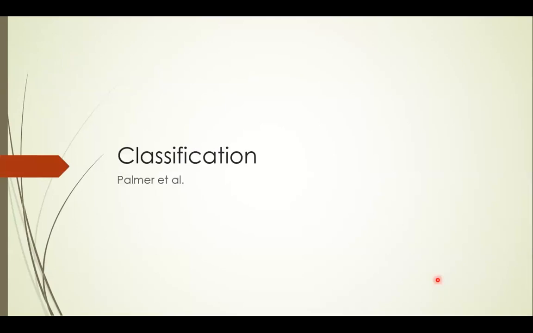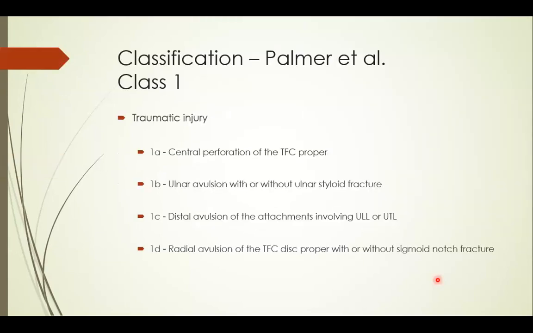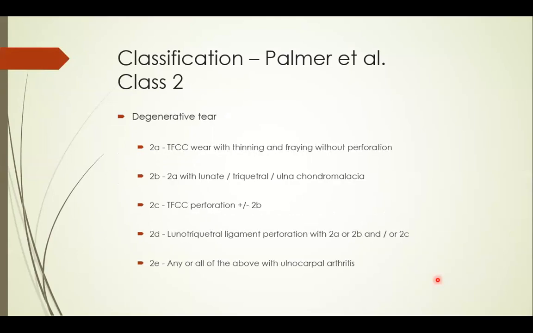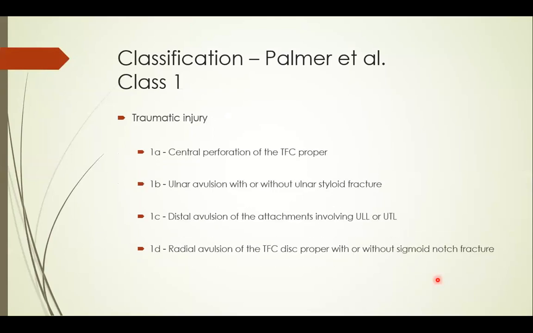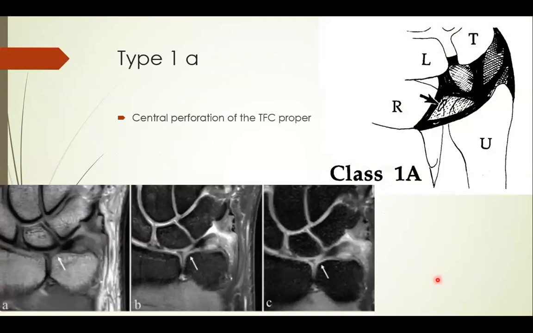Coming to classification, it was proposed by Dr. Palmer et al. And it was classified in two major groups, traumatic and degenerative. Now, reading this from this list will be slightly difficult, so let's go over each and every one of them with figures. Type 1A will be a central perforation, as you can see here. And you can see it in the MRI also here.